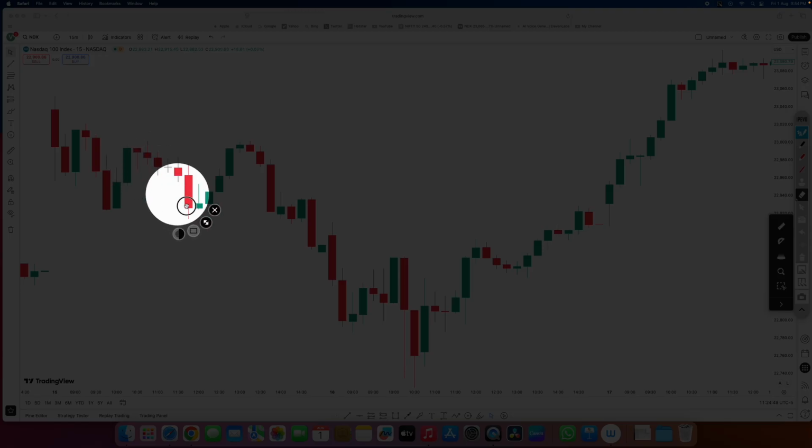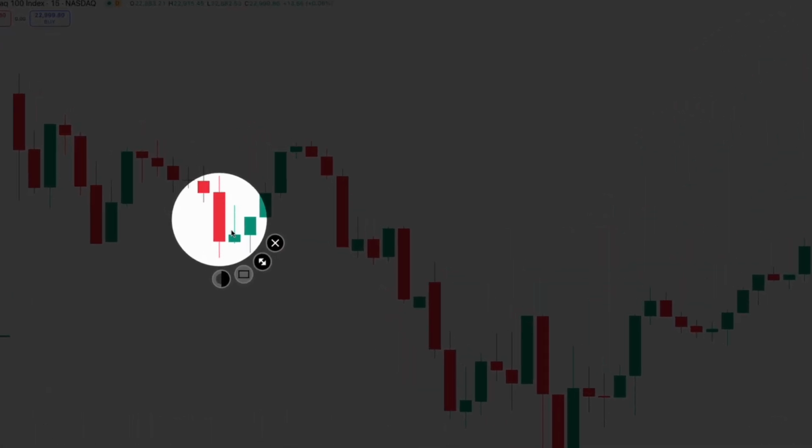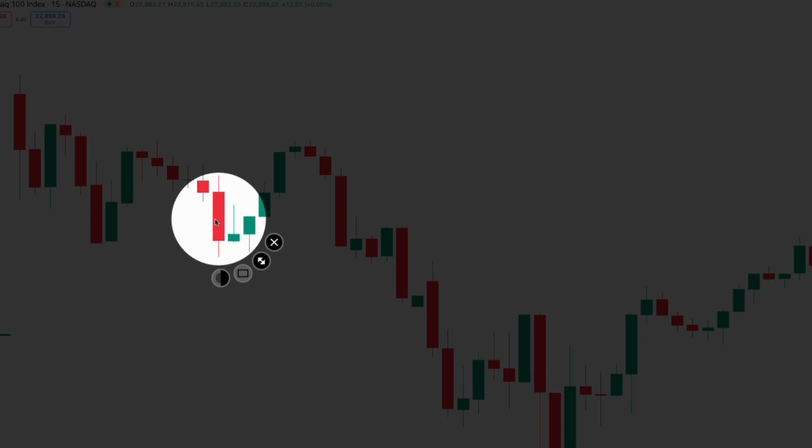Look, one such structure we can see right here. This is a big red candle, and this one, green-colored inverted hammer candle, is forming near the lower part of the red candle. So this will be our bearish setup.